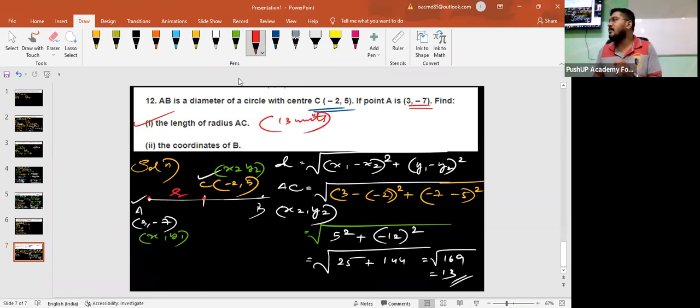Don't forget to write that word units. 13 units. Now you have to find the coordinates of B. Coordinates of B can be easily found. You know the coordinates of A, you know the coordinates of the center. Use midpoint formula, get the coordinates of B. Nabil, is it clear? Yes, sir. Minus 7, comma 17.